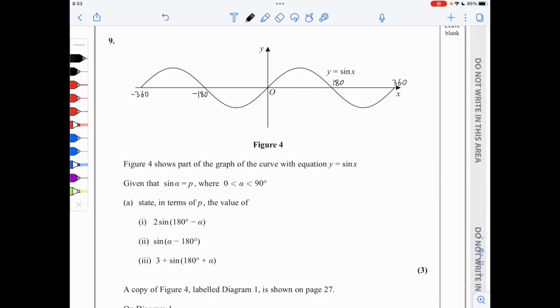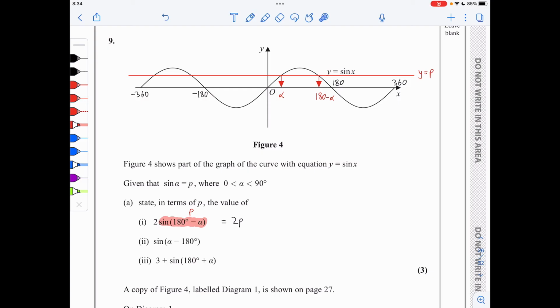So sine of alpha is p simply means that if I draw a horizontal line, the line y equals p, then the first cut here in the positive is alpha, and by symmetry I can see that the second cut will be at 180 minus alpha. This means that sine of 180 minus alpha is also p, and therefore the first answer will be simply 2p.